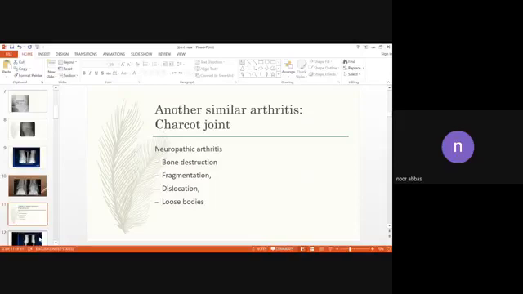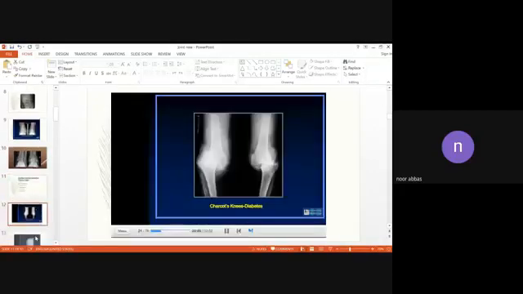Another similar pattern of degenerative arthritis is neuropathic arthritis. In neuropathic arthritis, the hallmark is bone destruction, the presence of bone fragmentation, dislocations, and the formation of loose bodies. Neuropathic arthritis occurs in joints affected in conditions associated with neurological damage, for example peripheral neuropathy such as in diabetes, or in patients with spinal cord injury or spinal cord pathology. They develop desensitization of this area, which predisposes them to this type of arthritis.